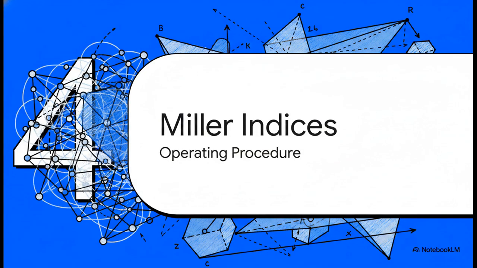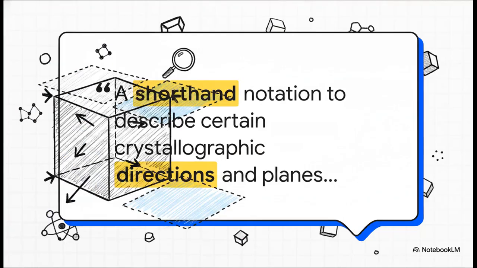All right, Section 4. Let's navigate Miller indices, essentially the standard operating procedure for mapping this stuff. Our source defines Miller indices as a shorthand notation to describe certain crystallographic directions and planes. Now, why on earth does this matter to you as a project manager? Because by studying these coordinates, directions, and planes within a unit cell, material scientists gain the exact insights needed to design entirely new materials with custom-tailored characteristics for your high-stakes applications. It is literally the language of custom material design.